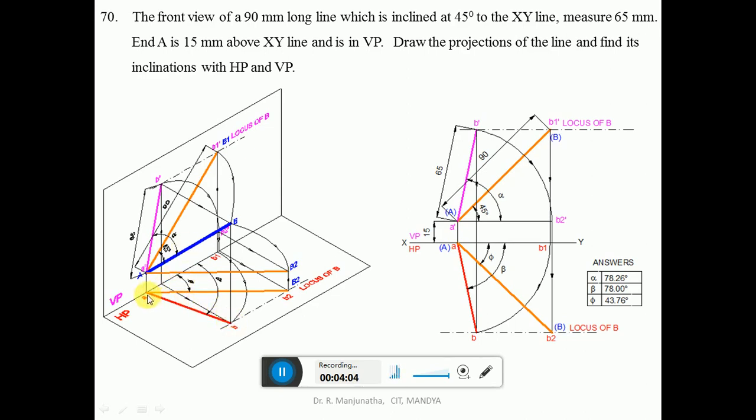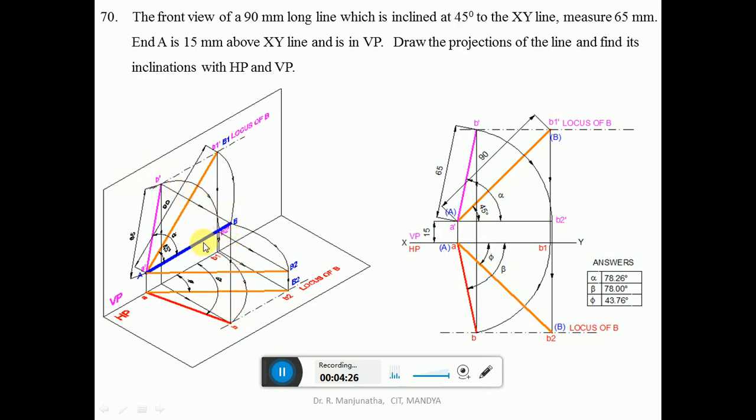So with A as center, take the radius of AB1 and draw an arc such that it cuts the end projector drawn from the front view to the top view at this point, which will become B. Then join A to B with a dark line. This will become the top view. So when you project this, from B you draw a vertical line, and from B dash you draw a horizontal line.